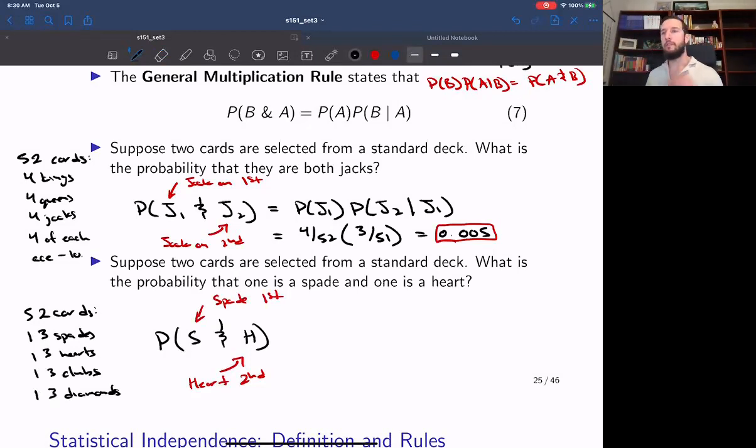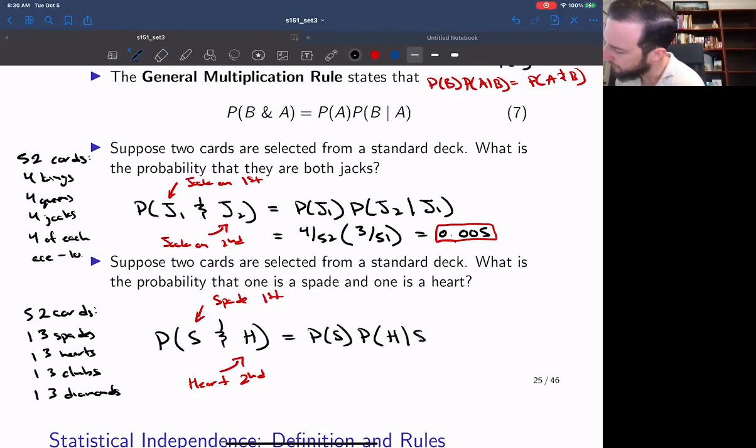Okay, so this is the exact same idea. All right, so we're gonna have probability spade multiplied by probability heart given spade. Okay, so the probability that we get a spade is 13 out of 52. Then the probability that we get a heart given we've pulled a spade out is going to be 13 out of 51.